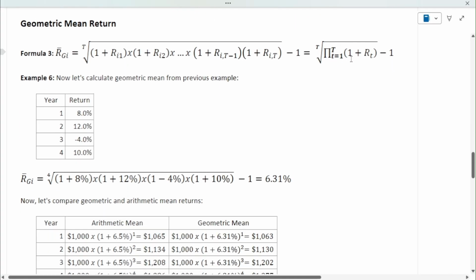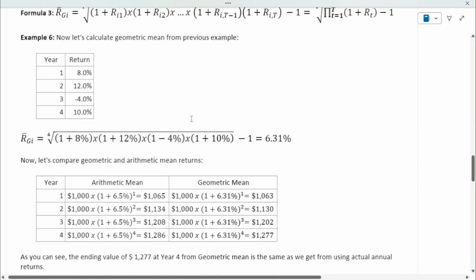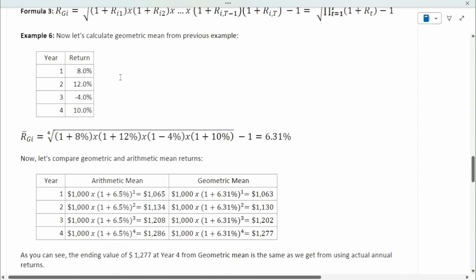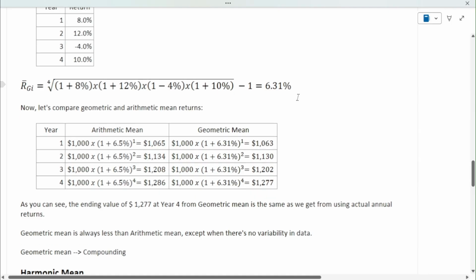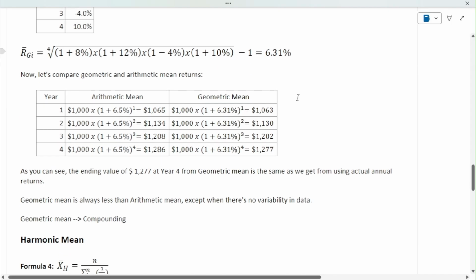And here you can see the formula. It is the multiplication product of the annual periodic returns, and then we find the root of it and subtract 1 and find the geometric return. Let's calculate the geometric return with the same returns that we have used in the previous example. And as you can see here, it is 6.31%. Now let's compare it with the arithmetic mean return.